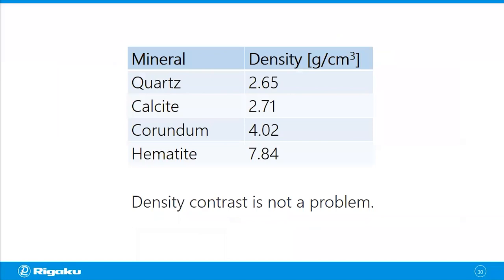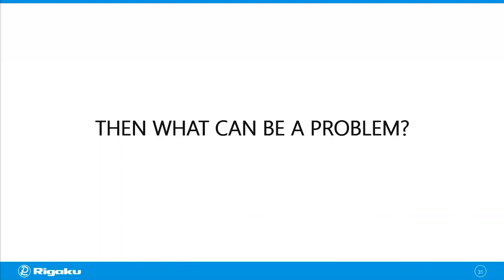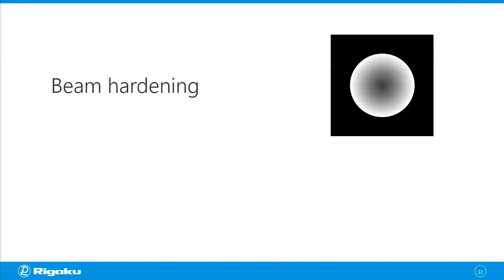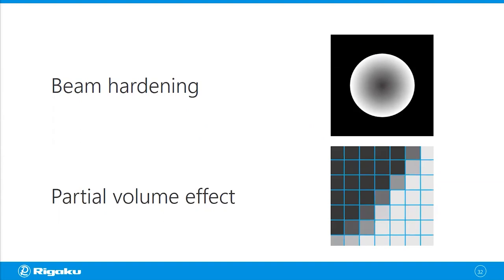Then what can be a problem? Well, there are two major contrast-related artifacts we have to pay attention to. One is the beam hardening that can cause shading, and the other one is the partial volume effect. I'm going to explain what they are and how to deal with them. So let's start with beam hardening.